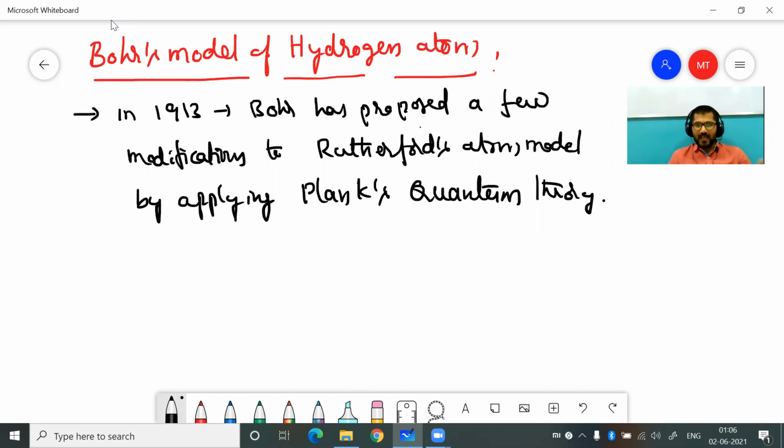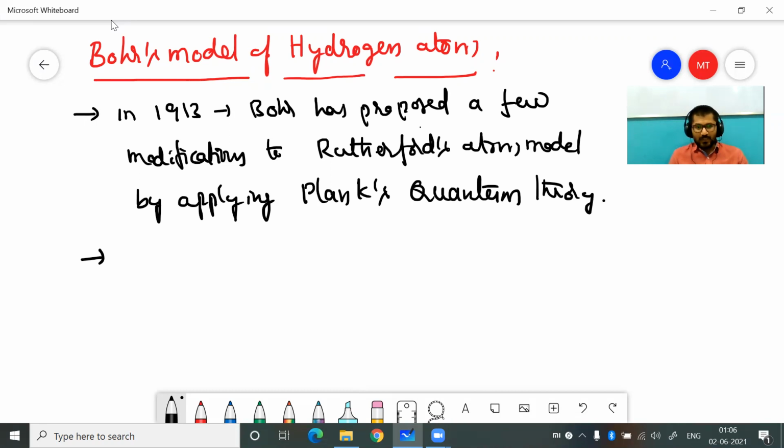Let us see what those are in the postulates. Before that, what is the point he has leveraged from Planck's quantum theory in explaining these postulates? According to Planck's quantum theory, energy will be radiated, meaning emitted, or absorbed in the form of discrete packets of energy. These packets are called quanta, and later they were named photons.